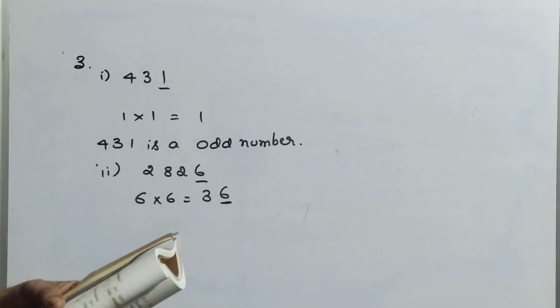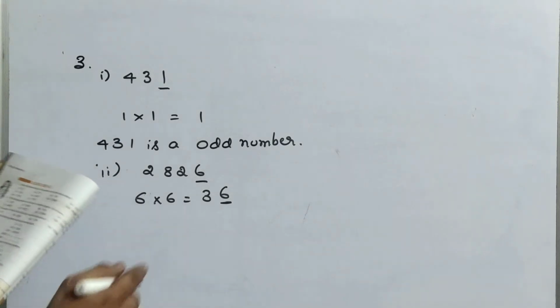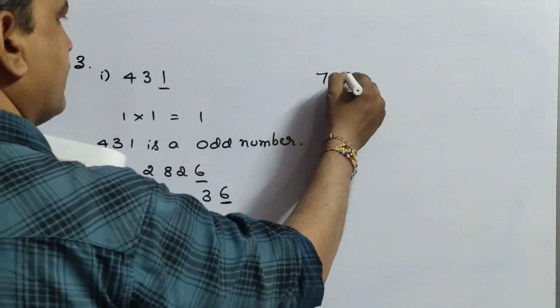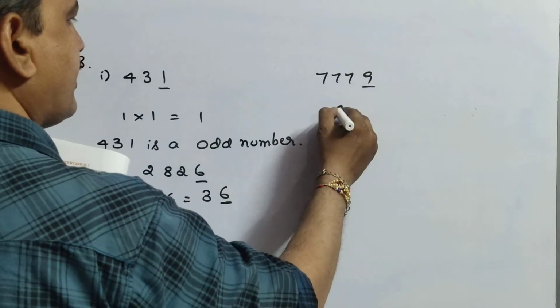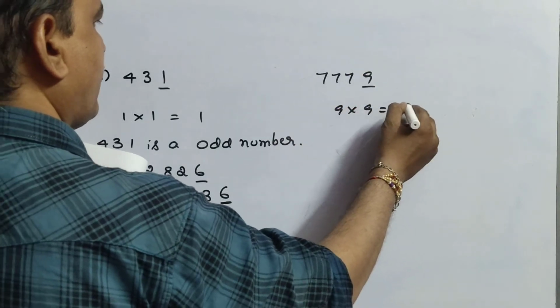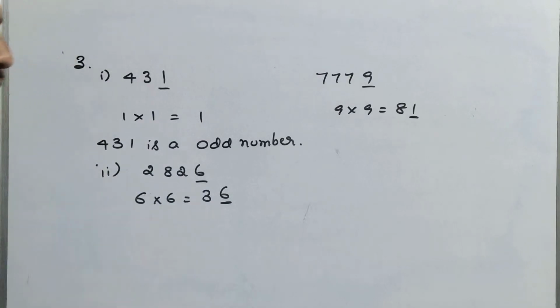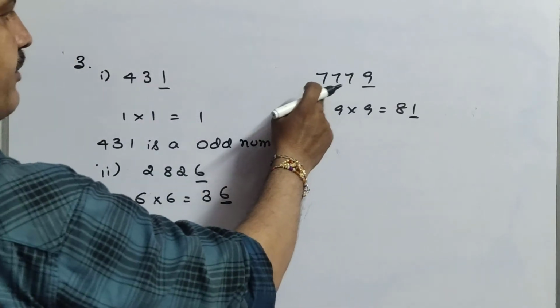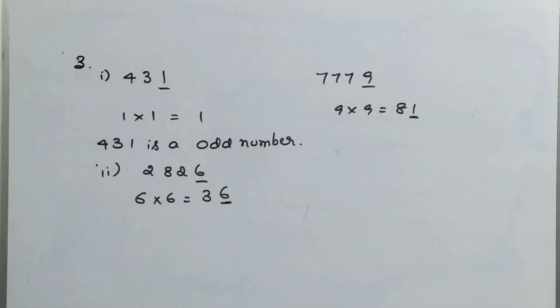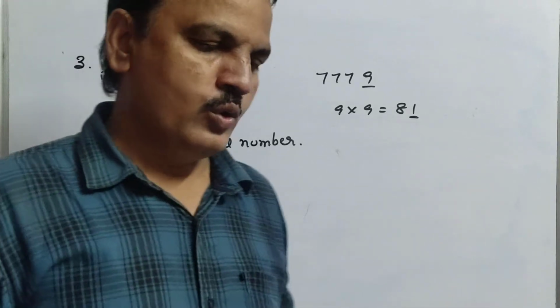Next, coming to the third question here, 7779. So 9 nines are 81. That means 1. 1 is an odd number. That means 7779 is an odd number. So like that you have to write.